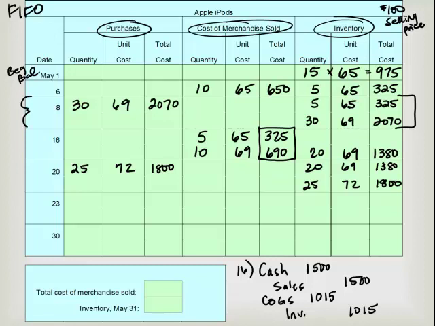Okay, y'all got questions on this? Okay, keep them in order. Don't put the 72 first. Always keep the 69 first. It's the oldest cost. You're going to take from the top down.